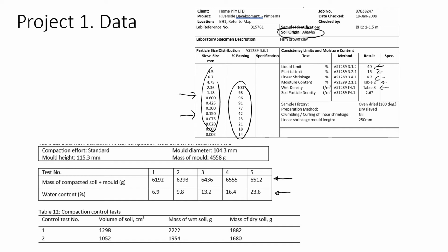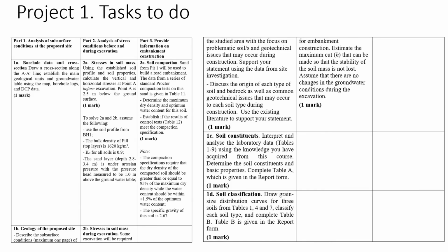And you're also given results from compaction control test. So what happened is they did compaction, and then afterwards they took 2 samples from the compacted area. You need to decide if the compaction was well done based on the results of this compaction control test. And we'll talk about it a bit later.